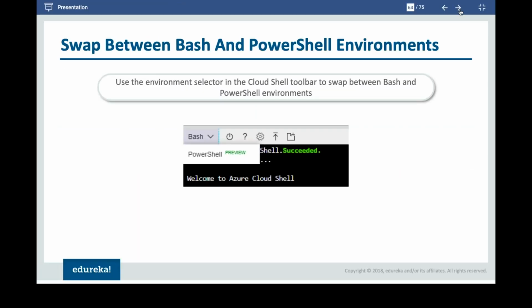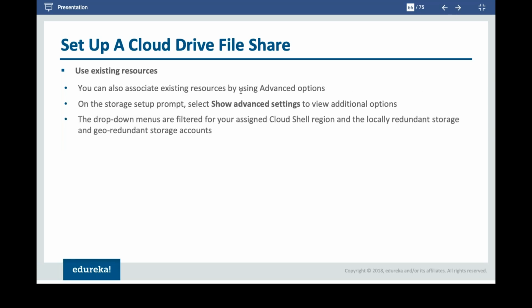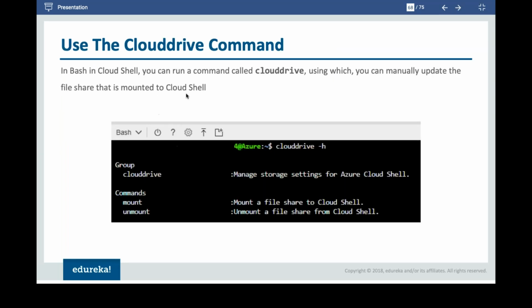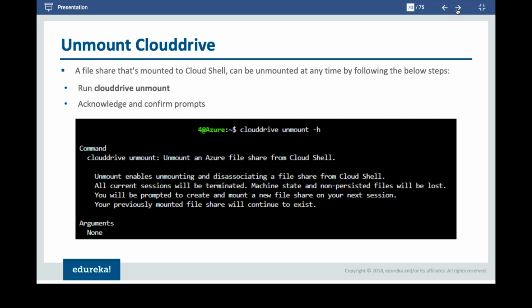You can find it on the screen. You can use Cloud Shell either with a Bash or with a PowerShell environment, and you can put it on a cloud drive. The file share which I showed you creates a resource group, a storage account and a file share, and you can even use existing resources. Instead of creating a storage account, you can go with an existing storage account. So you can mount the files that you have here. That's what we have as cloud drive. You can try the cloud drive command and mount the files by giving the subscription. We don't have any files now, so we are not mounting it. And you can unmount the same.